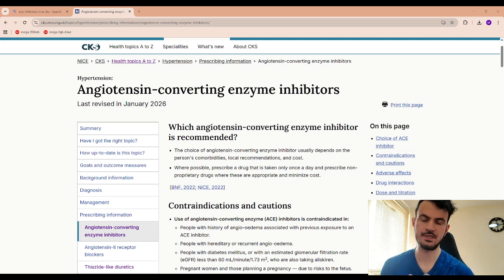So as you can see on the BNF, it says the choice of ACE inhibitor depends on comorbidities and other sort of details about the patient. And this is very, very crucial because when we look at the hypertension guidelines, which we'll go over in another video, a crucial point is the ethnic group of the patient because for some ethnicities, according to the hypertension guidelines by NICE, you should give a CCB instead.